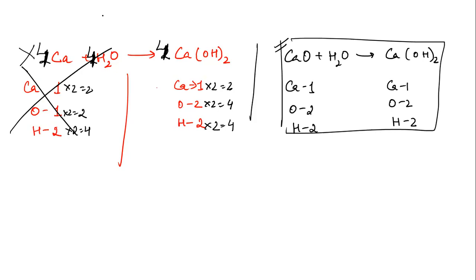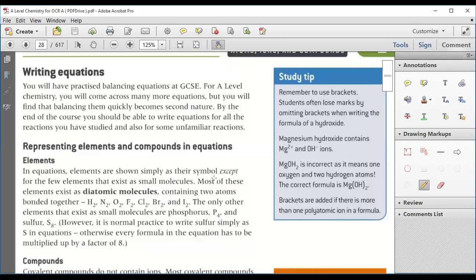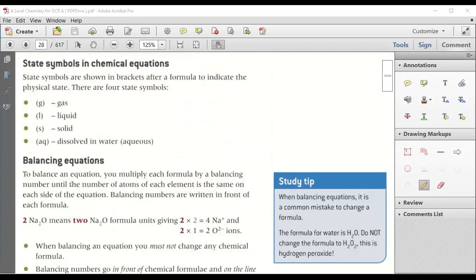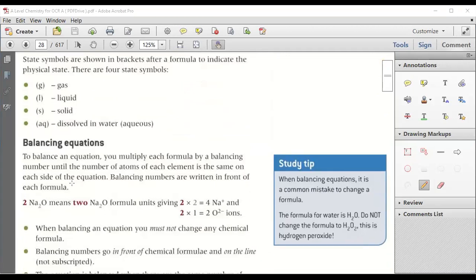Now we'll see some examples. There's one more thing. We have aqueous, AQ. AQ means aqueous, that is dissolved in water.